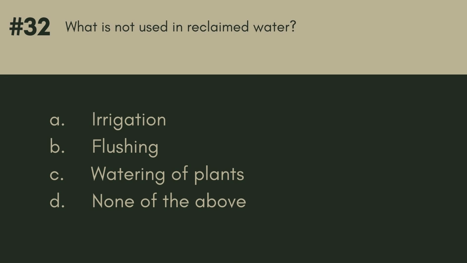Question 32. What is not used in reclaimed water? A. Irrigation. B. Flushing. C. Watering of plants. D. None of the above. The answer? It's D. None of the above. Remember that reclaimed water is used for the following: irrigation, flushing and watering of plants.